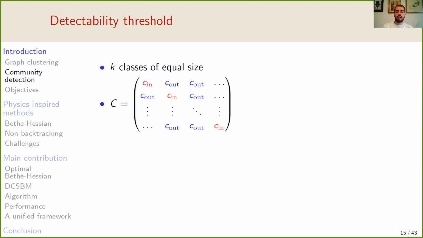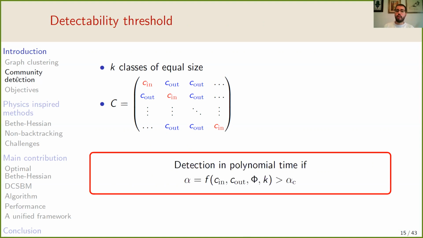If we consider the case of k classes of equal size and the matrix C written as C_in on the diagonal and C_out on the off diagonal, then there exists a parameter alpha, which is a function of C_in, C_out, phi, the broadness of the degree distribution, and k, the number of classes, so that if alpha is less than a critical threshold alpha_c, then detection, which is reconstruction of the vector l better than random guess, cannot be achieved in polynomial time.